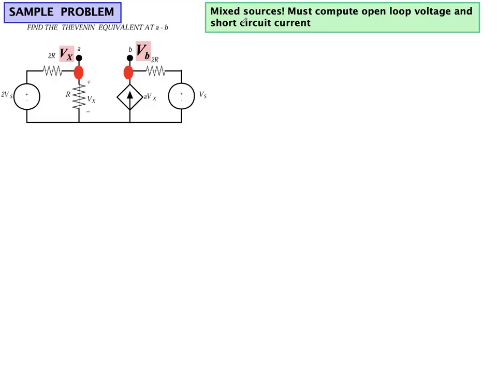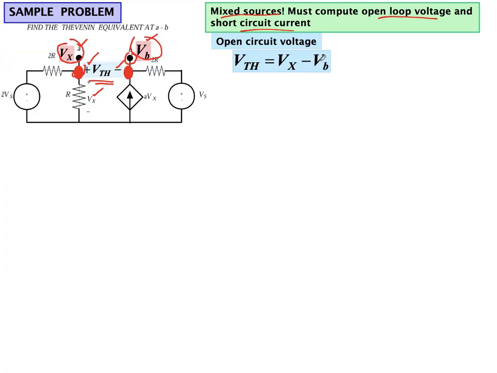In this case, because it's a mixed source case, we must compute the open circuit voltage and short circuit current. Open circuit voltage is across these two terminals. This is terminal A and terminal B. Let's call this node as the node having voltage VB, and this node as Vx, because the voltage across this resistor is Vx. So by looking at this, the open circuit voltage will be Vx minus VB, because this is at higher potential, this is at lower potential. So V Thevenin is equal to Vx minus VB.